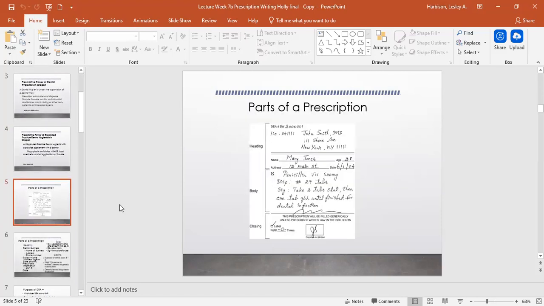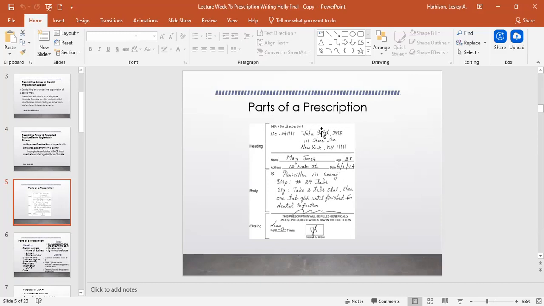So we have the parts of the prescription. We have what's called the heading. This has the patient's name and address. You might have a DEA number up here, but you might have the NPI number instead. That's the prescriber's information, and it's up there first. So that's why instead of a DEA number, we might put our NPI number. The patient's name and address goes below that.